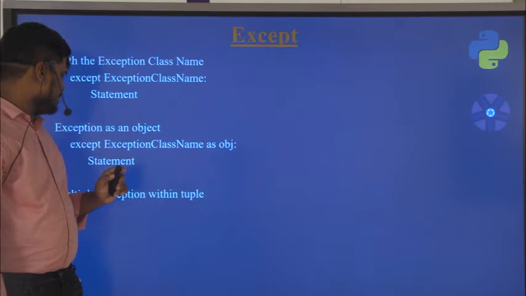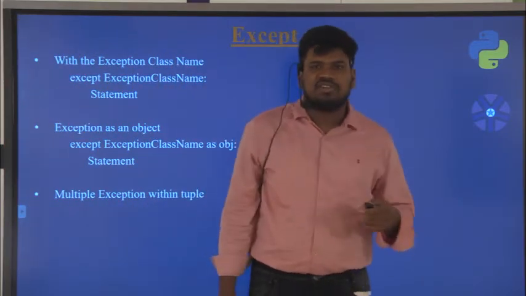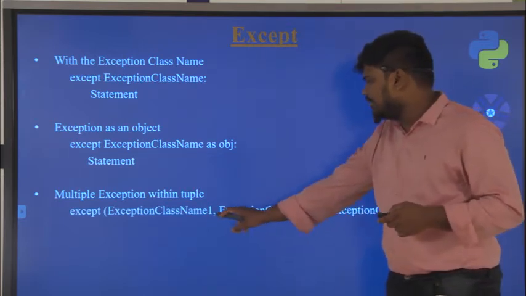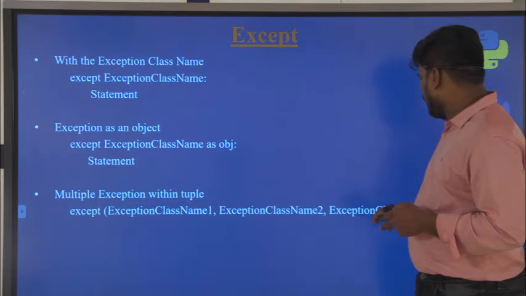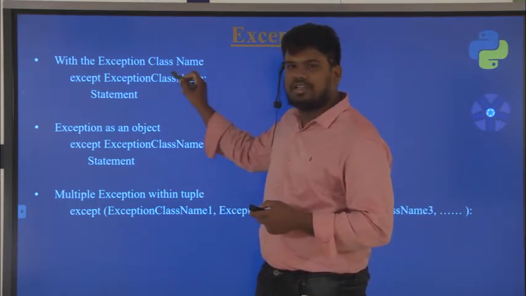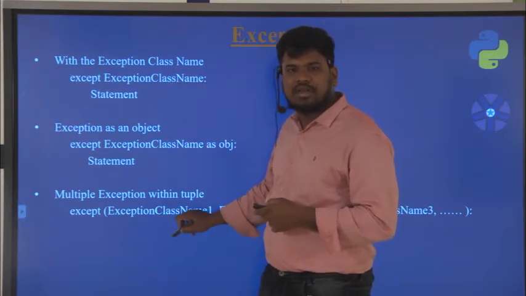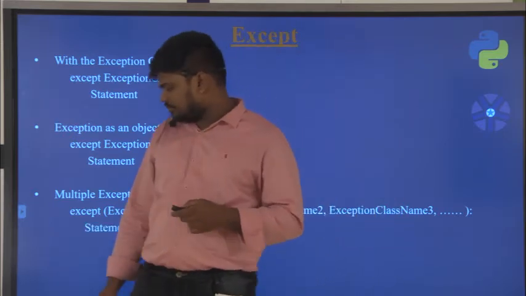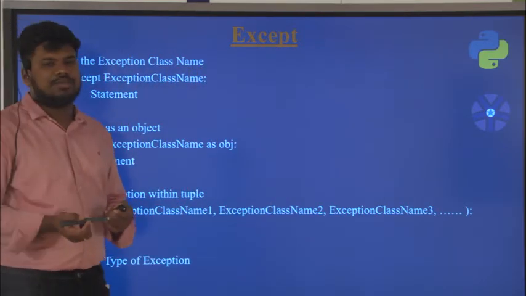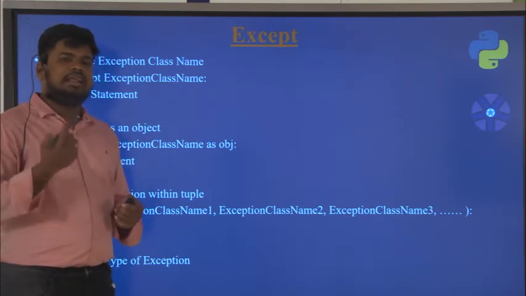And coming to the statements, multiple exceptions within a tuple. Yes, I can have multiple exceptions within a tuple. So this is how I will write: except exception class name, comma, exception class name 2. Like that I can have multiple exceptions. I can simply use an exception in the normal way, or as an object, or as a tuple here. So these are the statements. Except can catch any type of exception, whether it is an arithmetic exception, array out of bound exception, or any other kind of exception.